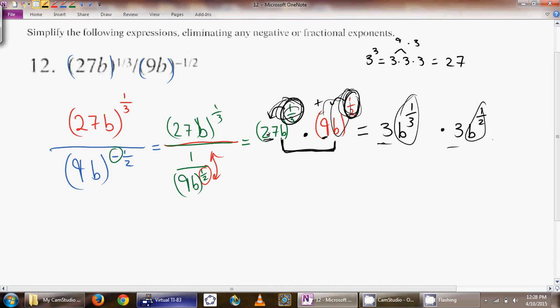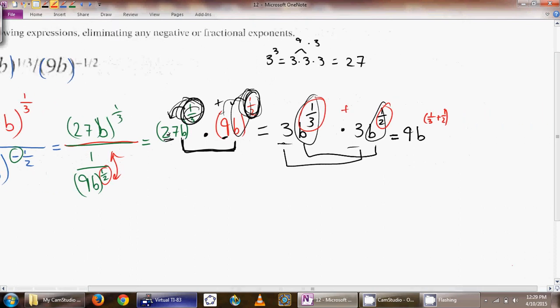So now I can do my like base rule, right? Multiply the coefficients, 9, keep our base b, and then we add our exponents. There we go, add our exponents. I knew I was doing something wrong. Now I got it. So this is really 1/3 plus 1/2. Okay. Well, we can't add 1/3 and 1/2 like this. They have to have a common denominator. So 1/3, you're looking for a common multiple.